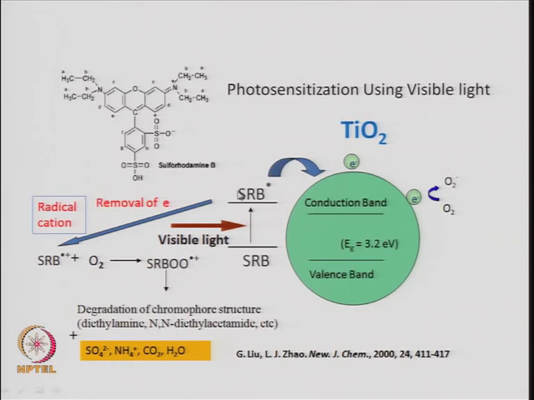So, what happens to this molecule after it loses this electron? The sulfurhodamine B excited molecule, after it loses an electron, becomes a radical cation. After removal of the electron, the electron goes to the titanium dioxide, and the sulfurhodamine B becomes a radical cation, and then it reacts with oxygen further, and that forms another radical cation, which finally decomposes to form a smaller molecule. So, this organic structure gets decomposed.